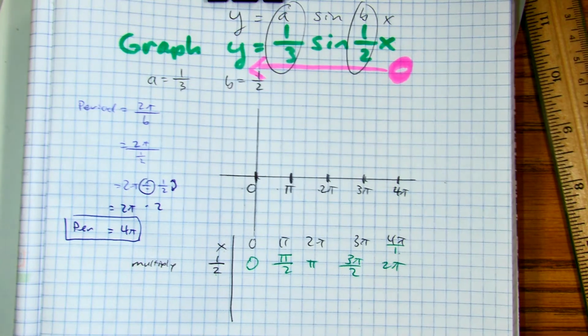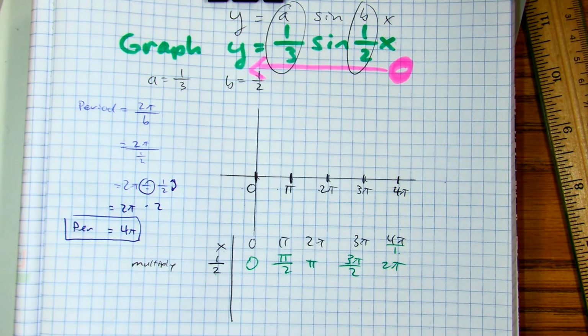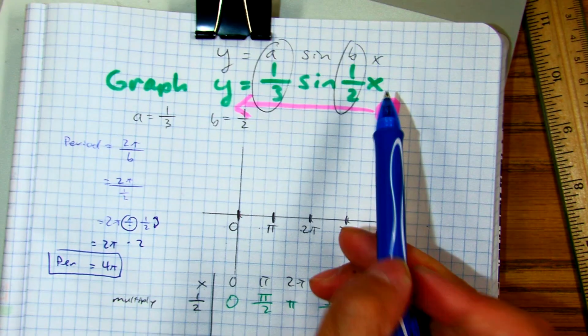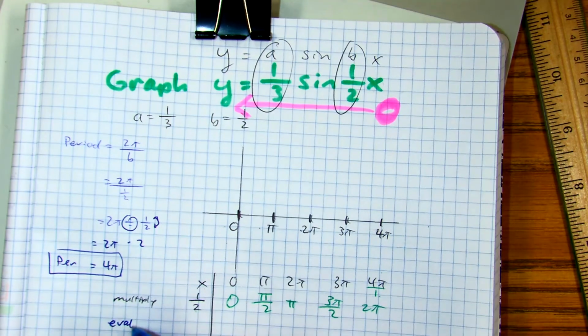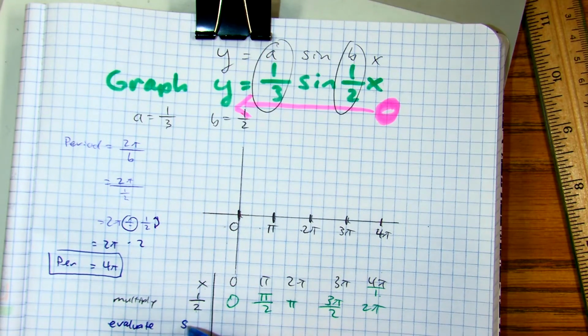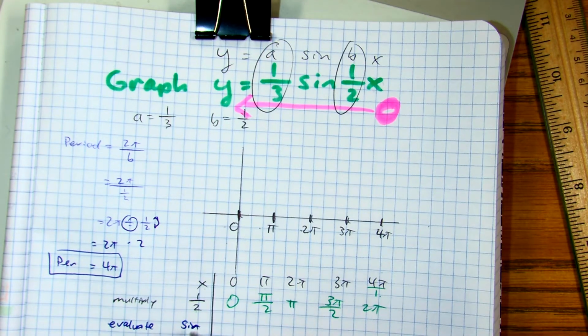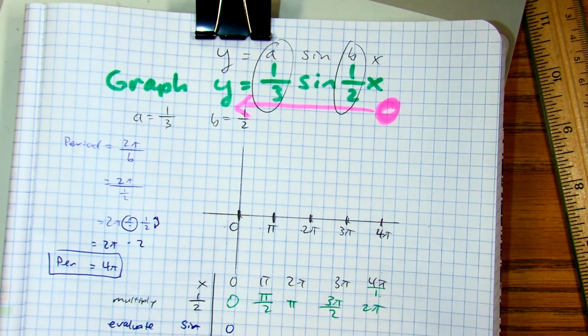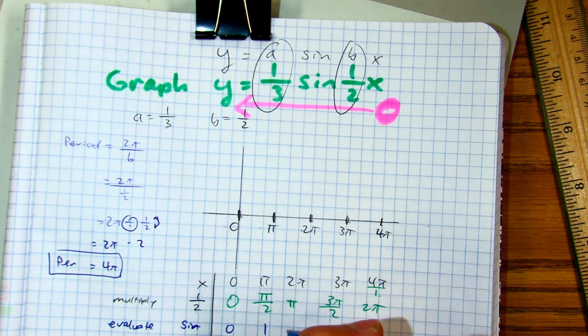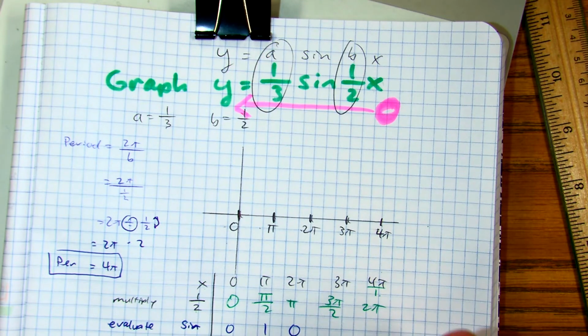Erica, what are we going to do next? So we did x, 1/2. Now we're going to evaluate at sine. Erica, sine at 0. Pi over 2. Pi. 3 pi over 2. -1. And 2 pi. 0.